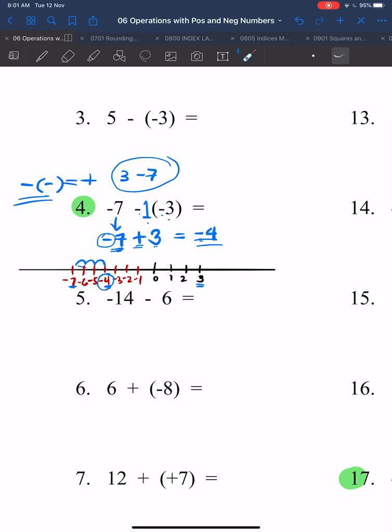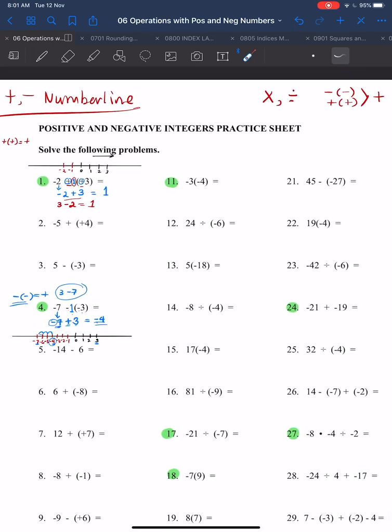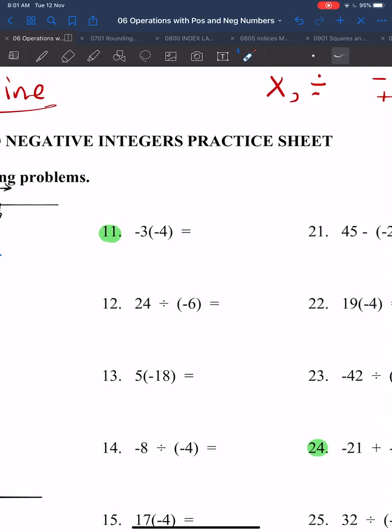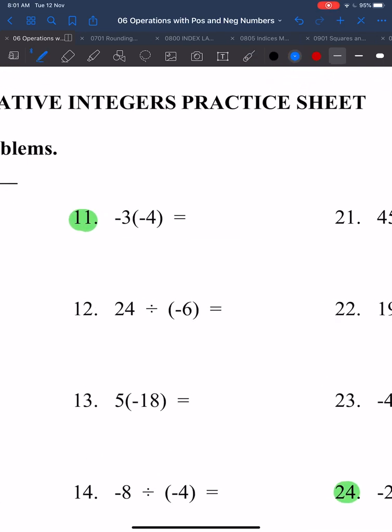Okay? Now, next one. Let's do some multiplication, okay? So what does it say? Please multiply negative 3 and negative 4. And what did we say? Negative times negative gives you positive. So what is 3 times 4? 12. Negative and negative, positive. So the answer is positive 12.